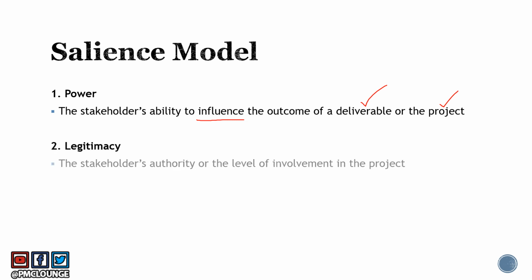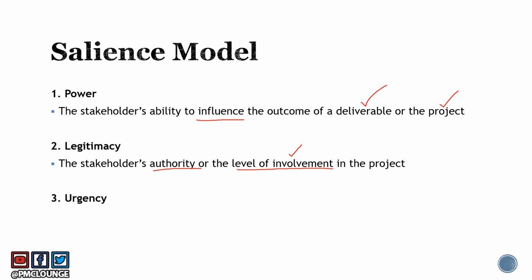Next is legitimacy, and legitimacy is sort of similar to the interest part in the power interest grid. So the stakeholders' authority or the level of involvement in the project is what legitimacy is all about. Someone could be heavily involved in your project. It could be the only project that they are working on, let's say a developer, right? And they are going to have very high level of involvement in the project.